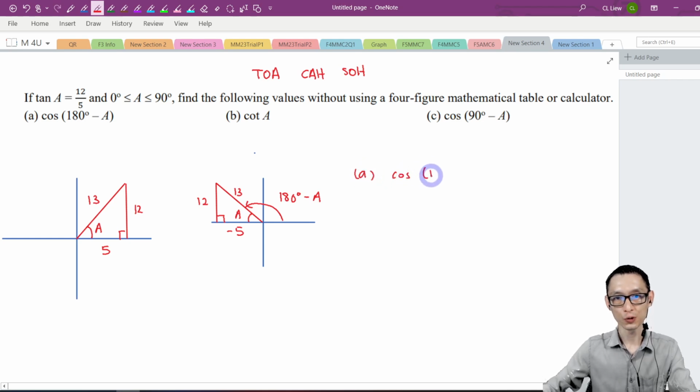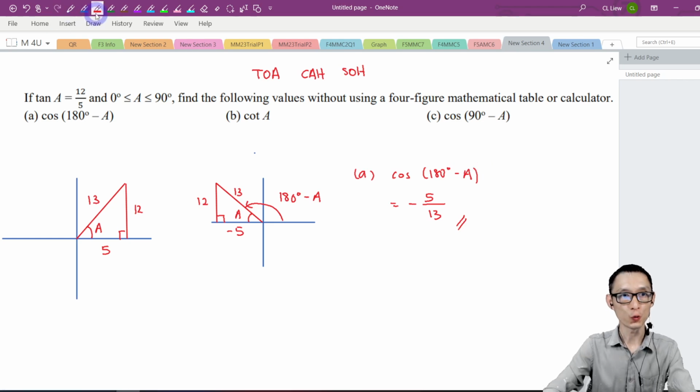Now, cosine of angle 180 degrees minus A: you just need to look at this triangle. Cosine is equal to adjacent divided by hypotenuse. So adjacent will be negative 5, here will be negative 5, divided by the hypotenuse, 13. Okay, this is the answer for A.